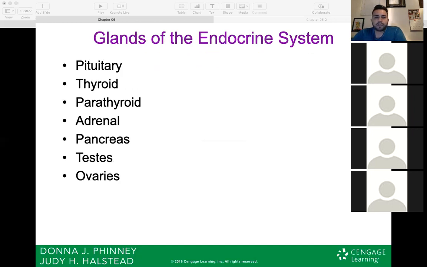All right, so talking about the glands of the endocrine system, the pituitary gland is a master gland in the brain that releases hormones that affect how other glands work. The pituitary is in the middle of the brainstem, and it controls a lot of things. The thyroid increases the metabolic rate, and the parathyroid regulates the level of calcium. These glands are found in our necks. So this is why we have the thyroid collar.